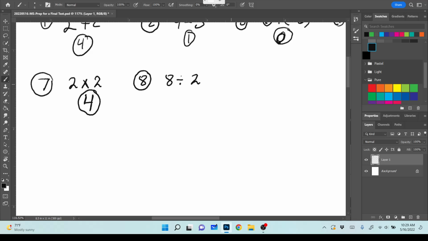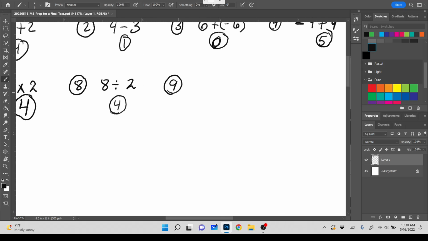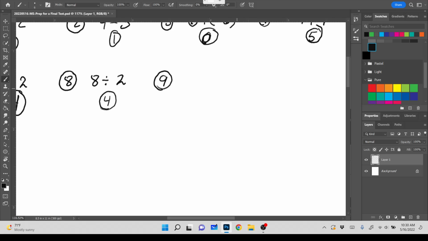8 divided by 2. It's 4. Yeah, it's been a long time since I've seen 2 times 2 with an X instead of a dot. I know, I was about to say that. You brainwashed us into different forms. They're the same, but visually they're different.